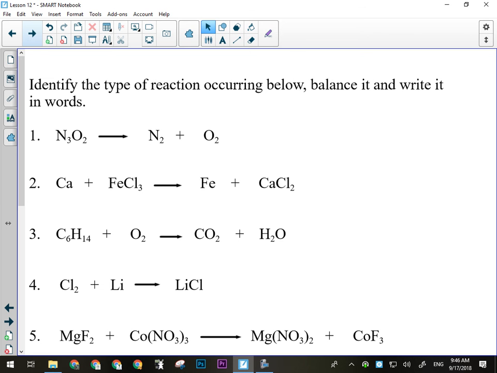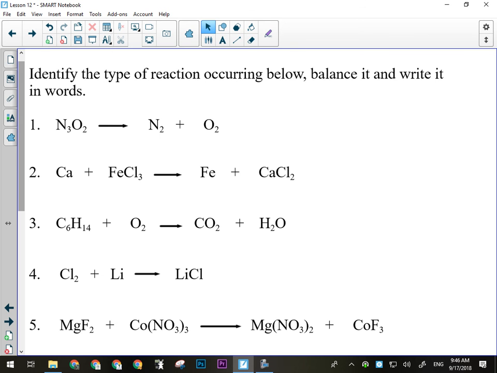So I want you guys to try those 5 for right now. I want you to do the same thing: list the type of reaction, same thing we did on the other ones, balance it, and write it out in words. And then we're going to flip it and give you the reaction in words and have you write it out in formula form, identify and balance.